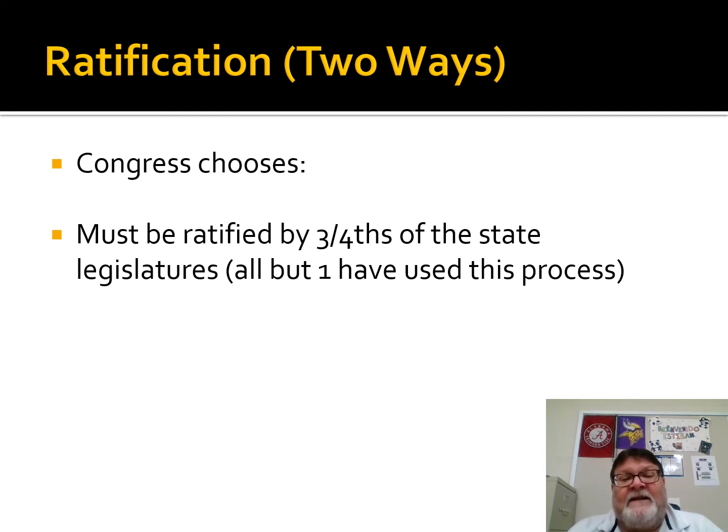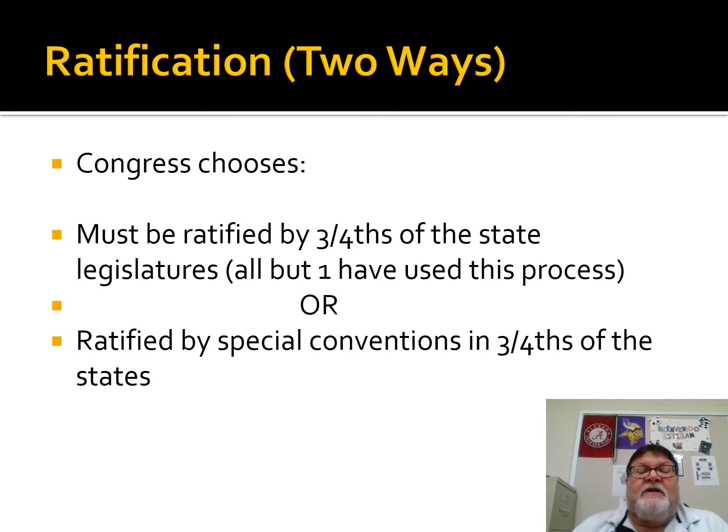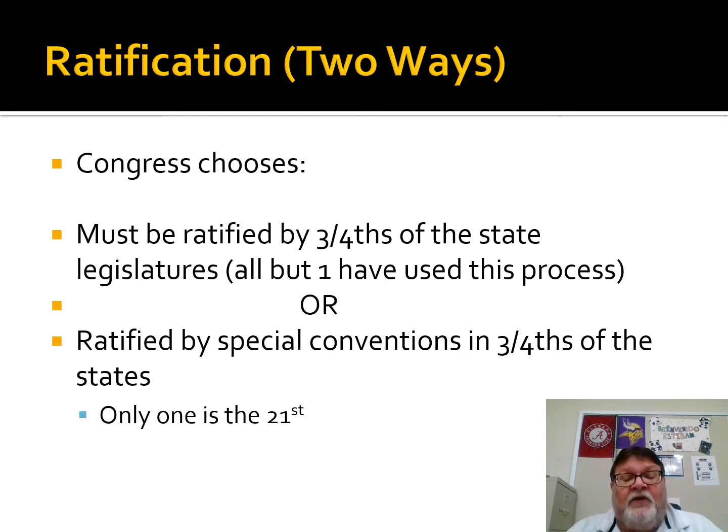All 27 of them, except for 1, have used this process. The other way is to be ratified by special conventions in 3/4 of the states. And again, if you look at the very top, Congress will decide this. Congress says, do it this way or do it this way. Now, the only one that was used this manner or this mode is the 21st Amendment. If you remember that, maybe it's the only amendment that repealed a different amendment. So the 21st Amendment repealed the 18th Amendment, which of course was prohibition. So the 21st then repealed prohibition.